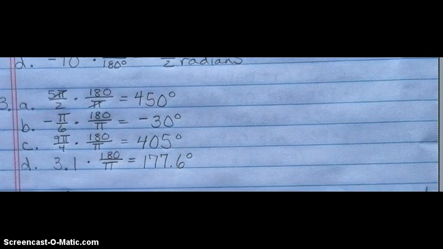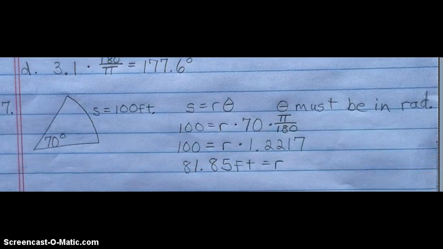Problem 3. We want to convert from radians to degrees. We want the radians to cancel, so we put them in the denominator. We multiply by 180 over pi. The pi's cancel. 5 halves times 180 is 450 degrees. So each time we're converting from radians to degrees, we multiply by 180 over pi.